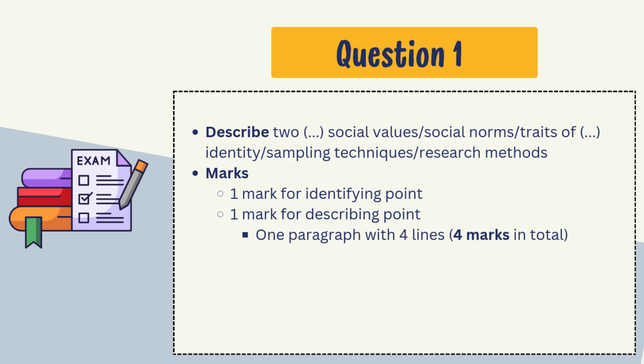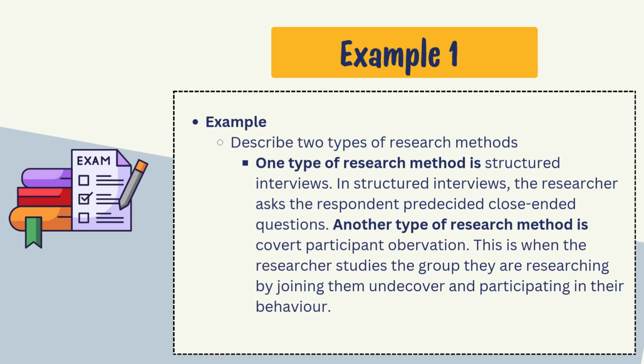And then you would get a mark for identifying a point and then one for describing that point. So then you'd have 4 sentences and 4 marks in total. And I would generally do this in just one paragraph. Some students prefer to have 2 lines and 2 lines separate. That's also correct. You'll still get the marks as long as it's 4 sentences. So moving on to an example for question 1.